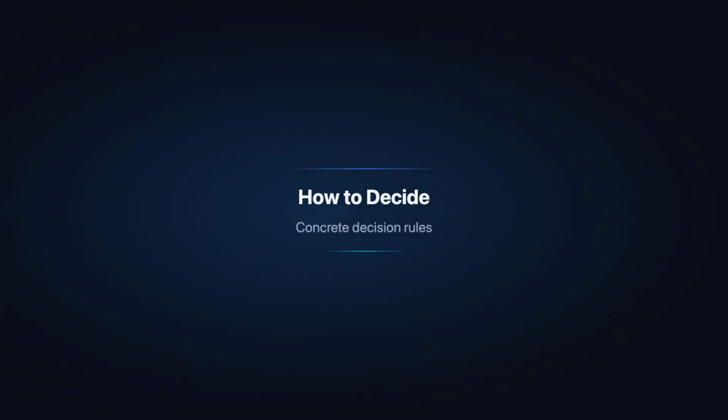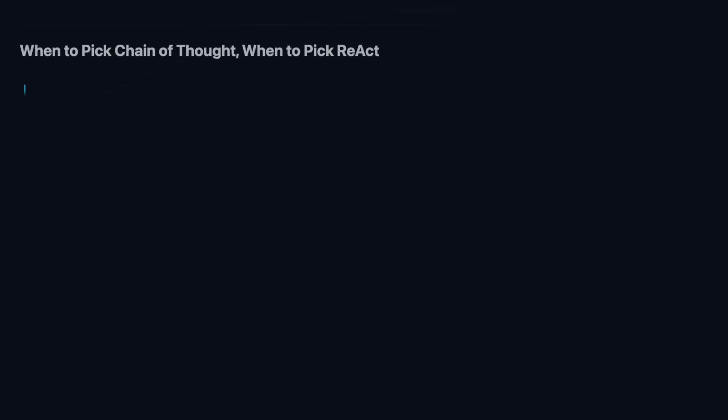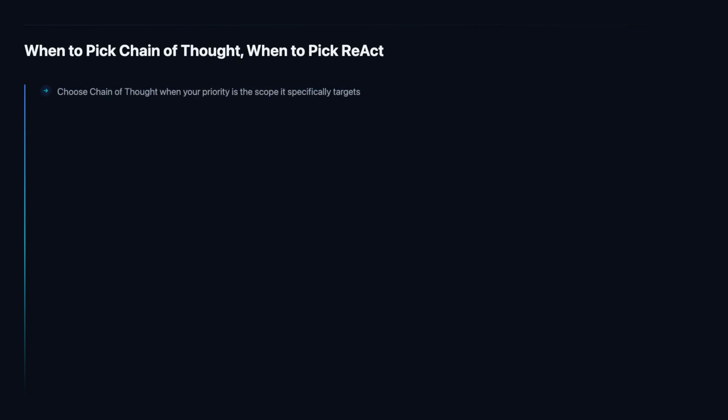Now let us turn the comparison into actual decision rules. These are the 4 scenarios that cover most real-world choices. If your primary need maps directly to what chain of thought was designed for, pick chain of thought. Stop looking, start executing. If your need maps to what ReAct addresses, ReAct is the right answer, even if chain of thought is more famous in your industry.